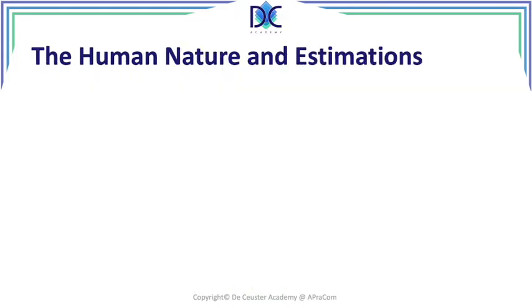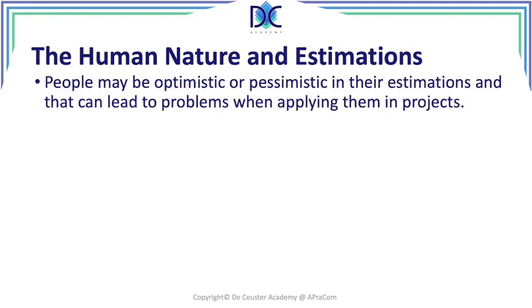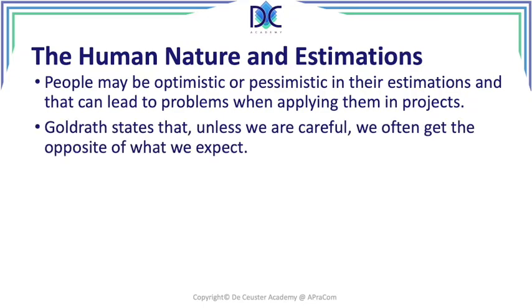Now let's have a look at human nature and estimations. We may have optimistic or pessimistic people, and their estimations can, in both cases, create a problem when you apply them in projects. When you're overly optimistic or overly pessimistic, it is not really good. You have to try to find a realistic estimate for time and cost. Goldratt also states that unless we are careful, we often get the opposite of what we expect. We try to reduce the duration or we increase the duration, and basically it leads to even more delays or cost overruns.